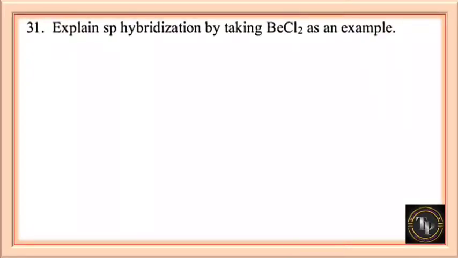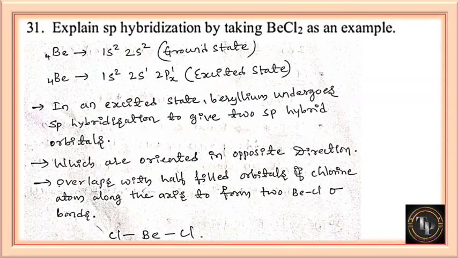Explain sp hybridization by taking beryllium chloride as an example. See, beryllium has atomic number 4: 1s2, 2s2 in the ground state. In the excited state: 1s2, 2s1 and 2px1. One of the electrons jumps to the p orbital. In the excited state, beryllium undergoes sp hybridization to give 2 sp hybrid orbitals, which are oriented in opposite directions. They overlap with half-filled orbitals of chlorine atoms along the axis to form 2 Be-Cl sigma bonds, just as shown below. BeCl2, sp hybridization.